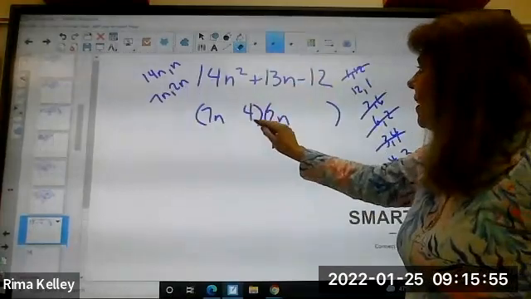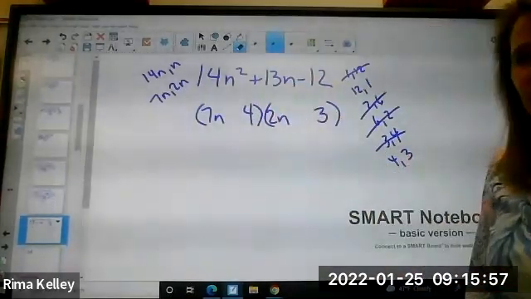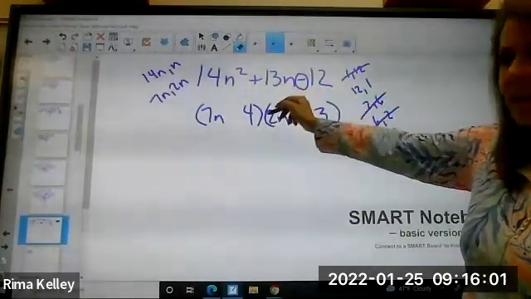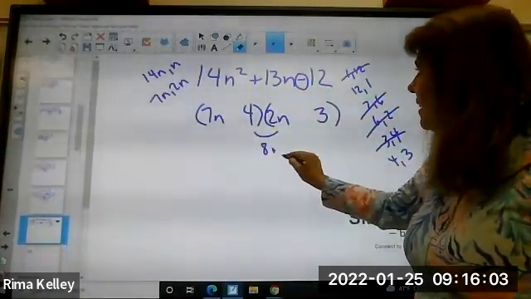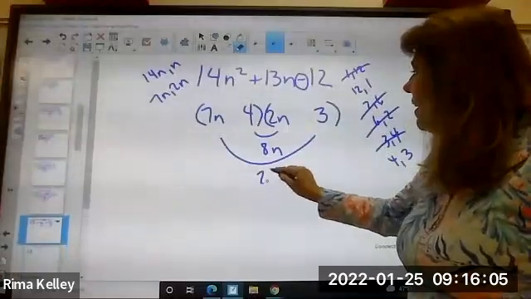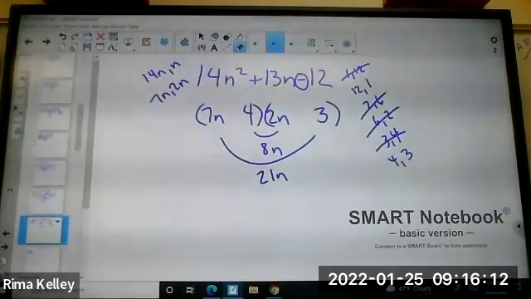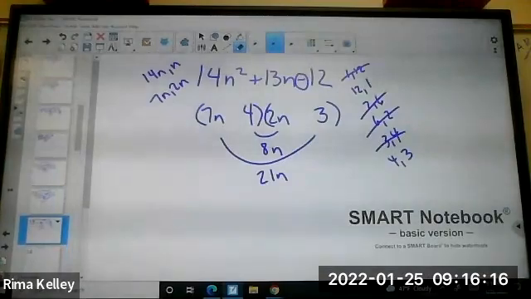So I put a 4 here and I put a 3 here. This tells me I'm subtracting them to try to get 13. So this gives me 8n, and this gives me 21n. And is 8 from 21 really 13? Yes. So we got it in the first try, even though there were 12 possibilities.